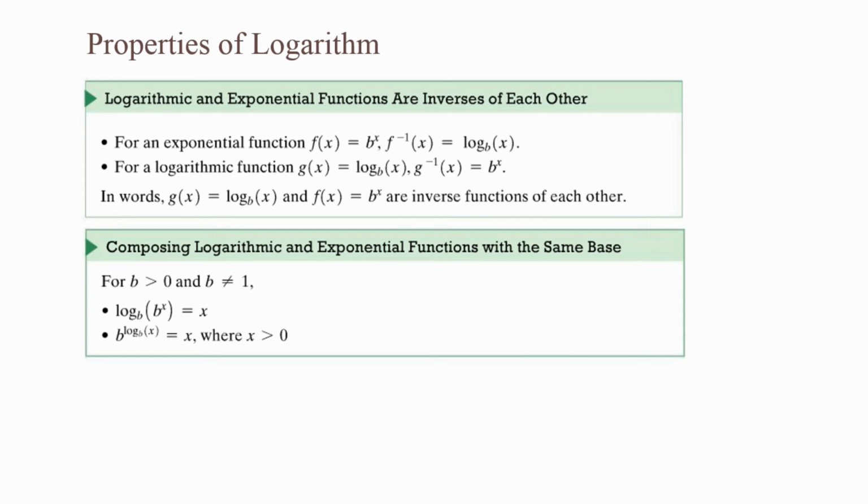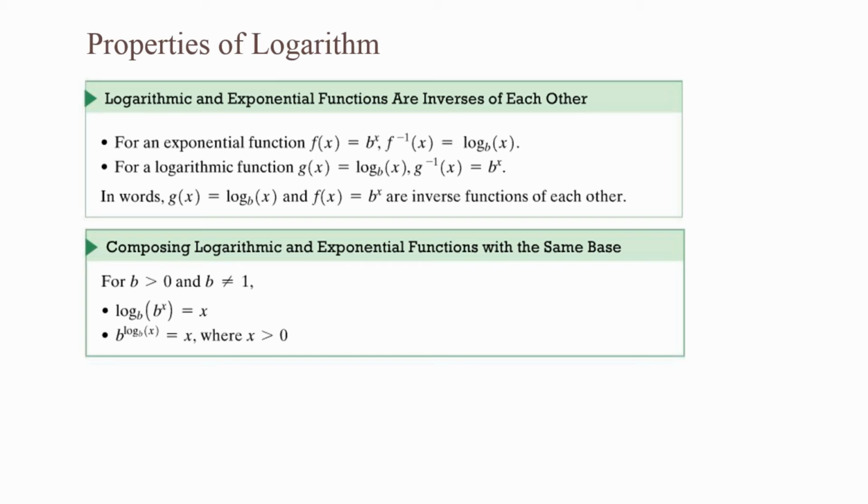Properties of a logarithm. Logarithmic and exponential functions are inverses of each other. For an exponential function, f of x equals b to the x, the inverse of f is equal to log base b of x. For a logarithmic function, g of x equals log base b of x, the inverse of g of x is b to the x power. In words, g of x equals log base b of x and f of x equals b to the x are inverse functions of each other.